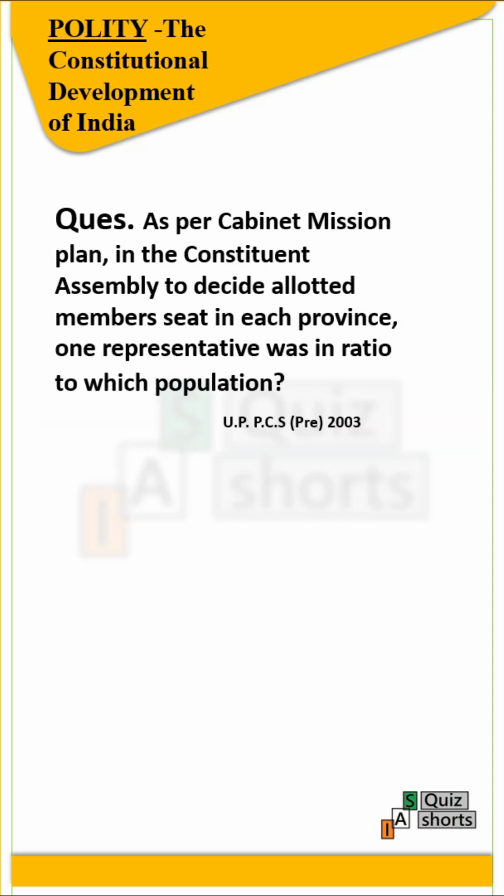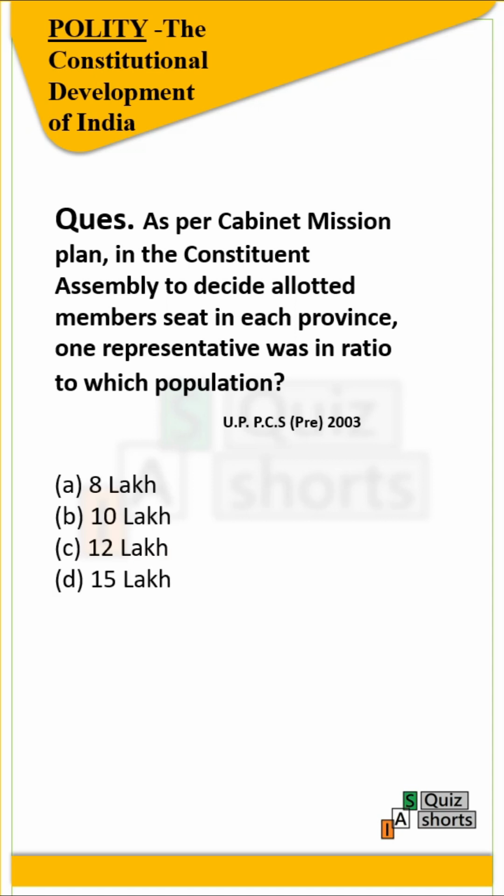Question. As per Cabinet Mission Plan, in the Constituent Assembly, to decide allotted members' seat in each province, one representative was in ratio to which population? Options: A. 8 lakh, B. 10 lakh, C. 12 lakh, D. 15 lakh. Answer is option B, 10 lakh, that is 1 million.